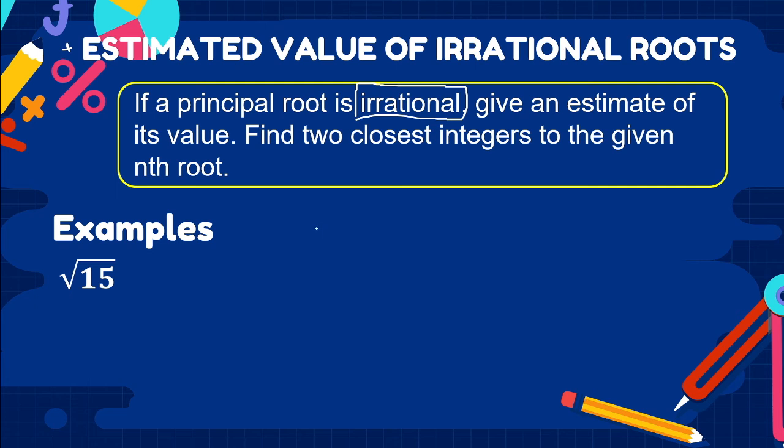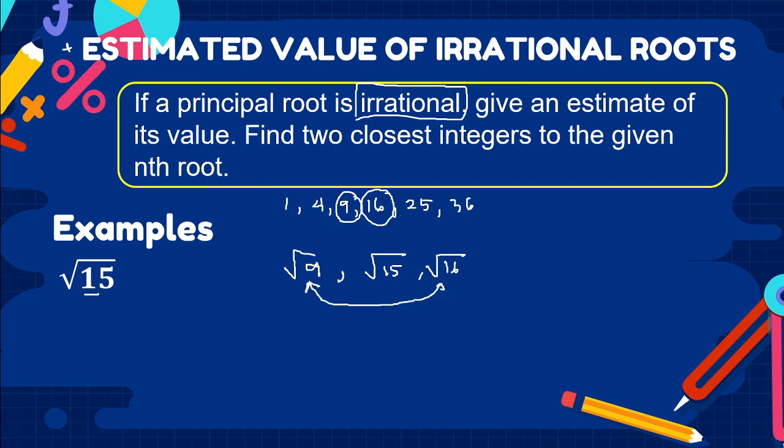So let us enumerate perfect square numbers. We have 1, 4, 9, 16, 25, 36. So where is 15 closest? 15 is close to 9 and 16. So that means square root of 9, then square root of 15, then square root of 16, because it is closer to these two, in between.